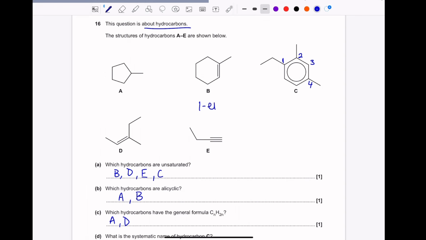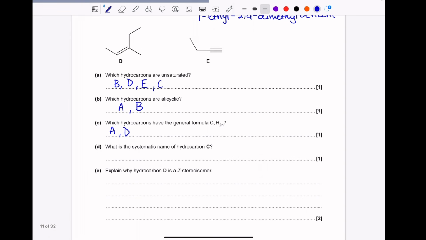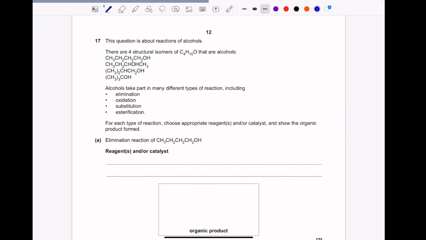So its name would be 1-ethyl-2,4-dimethylbenzene. And when you're naming it, also, the ethyl group should come before the methyl group as it has to be in alphabetical order. Question E is explain why hydrocarbon D is a Z isomer. So to be a Z isomer, the highest priority groups, in this case the methyl group and the ethyl group, have to be on the same side of the double bond, meaning the top half, or the bottom half rather, of the double bond. Then question 17 is about the reactions of alcohols.